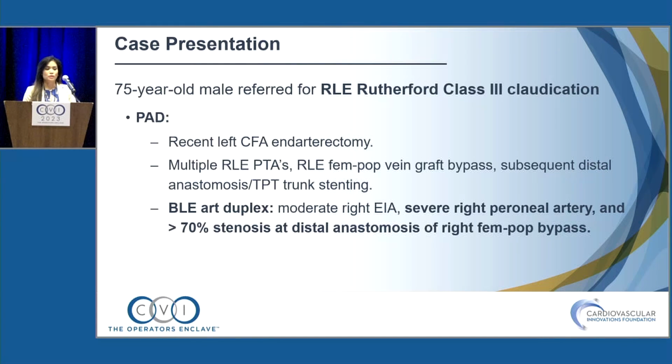His most recent bilateral arterial duplex was significant for severe right peroneal artery disease and more than 70% stenosis at the distal anastomosis of the right fem-pop bypass. His ABI on the right was 0.84, and he had velocities in the peroneal in the 200s. He rounded that out with hypertension, hyperlipidemia, diabetes, non-obstructive CAD, and mild coronary artery stenosis.